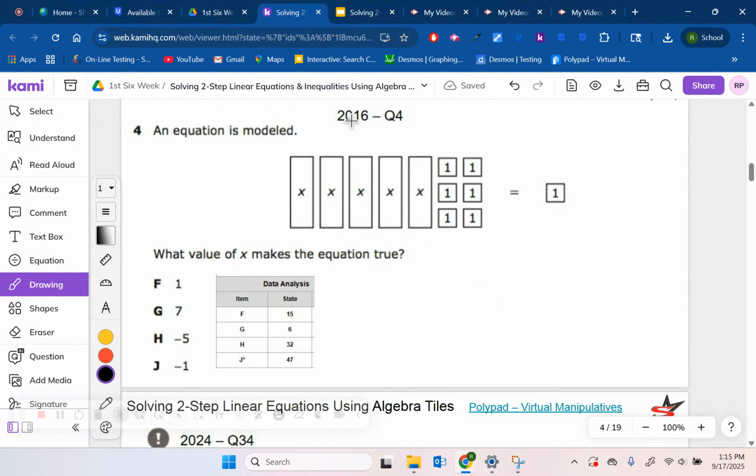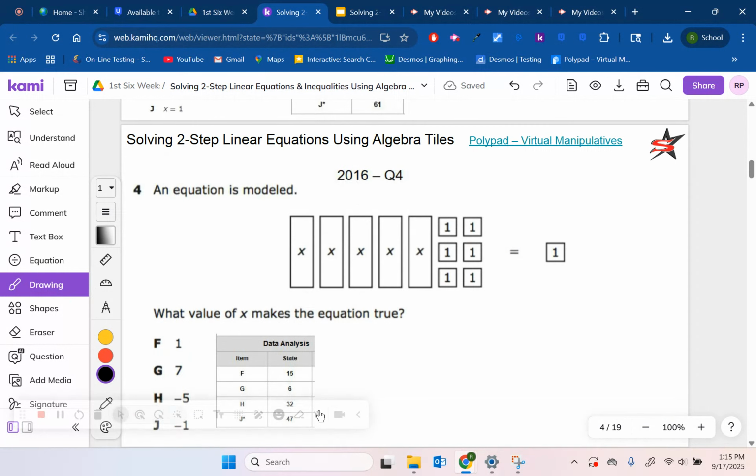Okay, so question 4 from the 2016 exam. Again, the state likes to throw representations of algebra tiles at our students, so it makes sense to use the algebra tiles when we teach it. And this one, for example, we had 47% of our kids get it right at the state level, which for Sharon means we had about 60%, pushing 70%, because we do about 20 points higher.